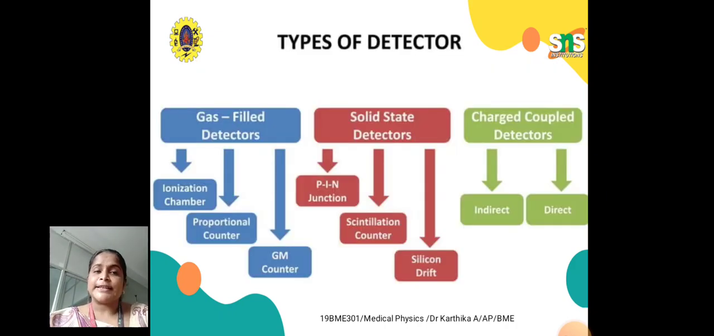Here, in types of detectors, we have gas filled detectors, solid state detectors, and charged coupled detectors. In gas filled detectors we have the ionization chamber, proportional counter and Geiger-Muller counter. And we have solid state detectors. Here we have PIN junction, scintillation counter and silicon drift. In charged coupled detectors we have two types, one is direct and another one is indirect.